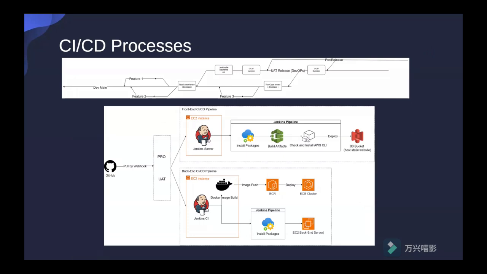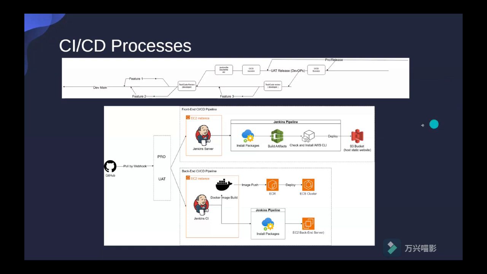Our CI/CD process is basically using the Jenkins pipeline. It was built on the UAT and production environments. Whenever code is pushed to GitHub, the webhook triggers the appropriate pipeline. For the front end, Jenkins runs on an EC2 instance, which handles the whole process. It installs the necessary packages, builds the static files, and installs the AWS CLI, depending on whether it exists or not. Finally, it deploys the output to the S3 bucket.